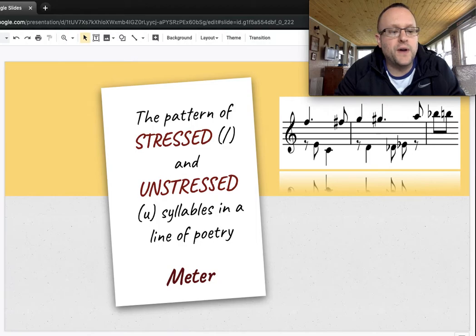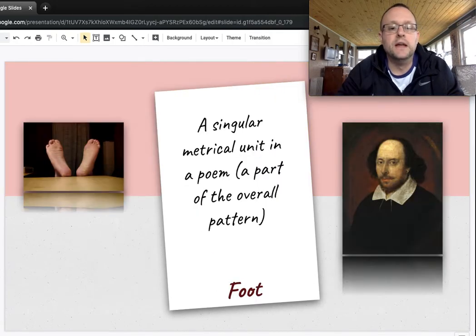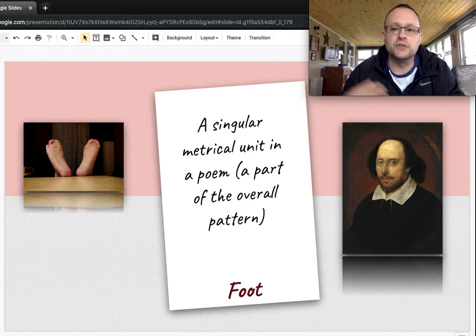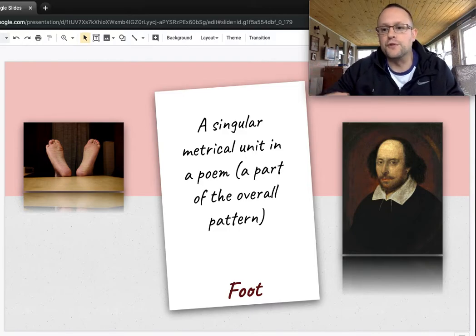And really the next 5 slides, the next 5 terms, are all going to be types of meter, that exist after this following term, which is a foot. A foot is not the thing attached to your ankle, but a foot is a singular metrical unit in a poem. It's a part of the pattern that tends to repeat over and over and over again.